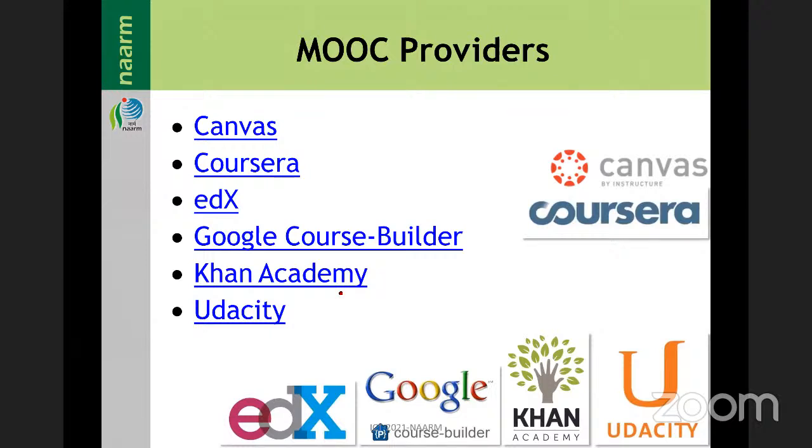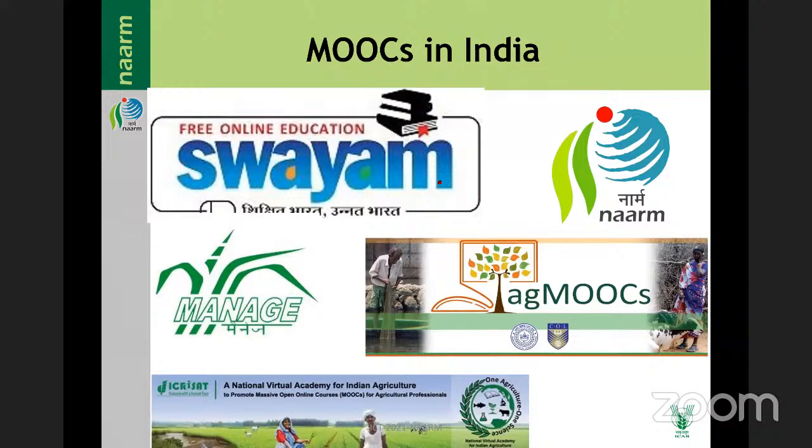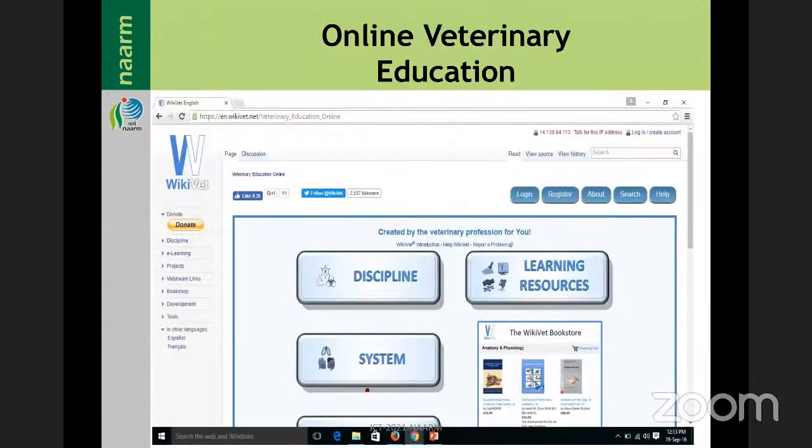MOOC courses in India: free online Swayam is there. NAARM we are giving AGMOOCs, IITs are giving courses. And AGRISAT, they are also giving online one agriculture, one science. They are giving some of the MOOC courses. Online veterinary education, for example, is there. So like that for agriculture, these are some of the platforms.